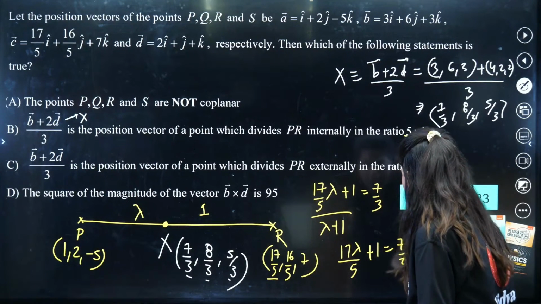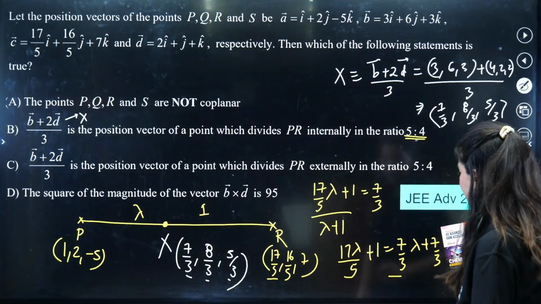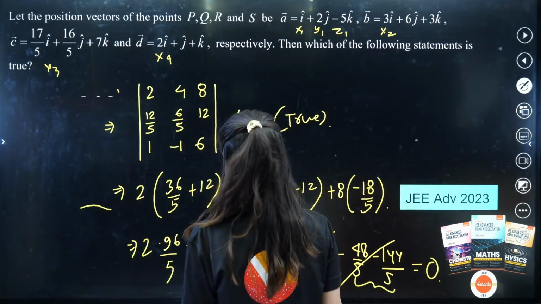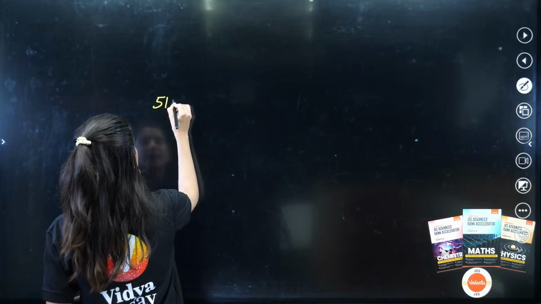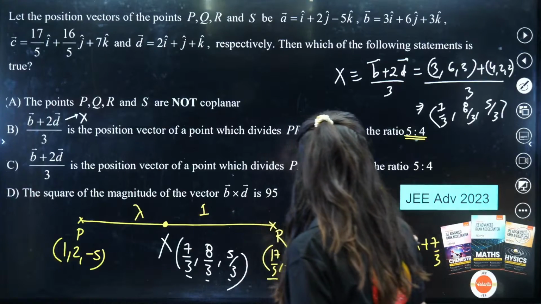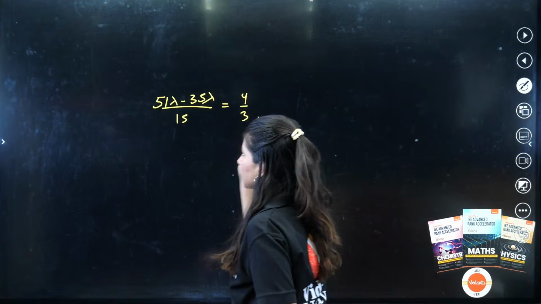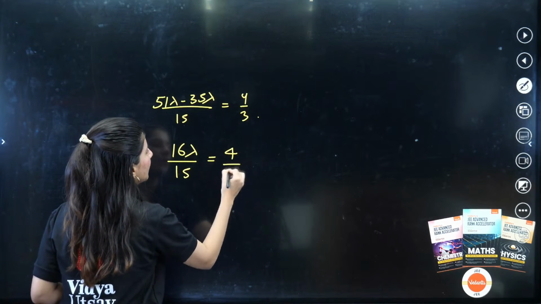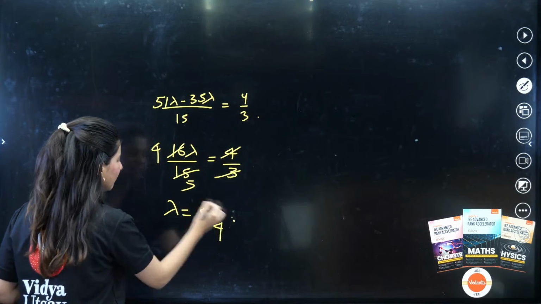And this is going to give me, if I just shift these 2 points together, 51 lambda minus 35 lambda upon 15 is going to give you 7 by 3 minus 1, that is 4 by 3. So this is going to be 16 lambda by 15 is equal to 4 by 3. So lambda is coming out as 5 by 4, my dear students.